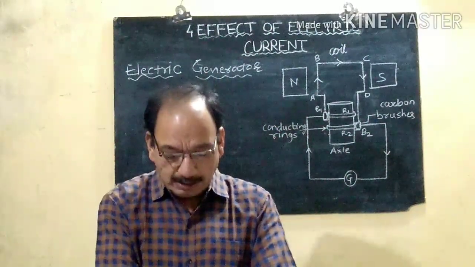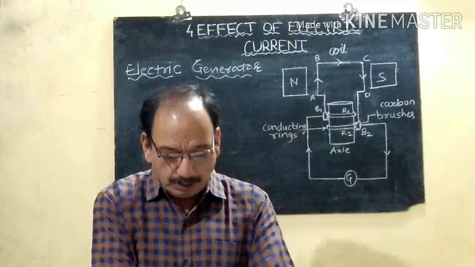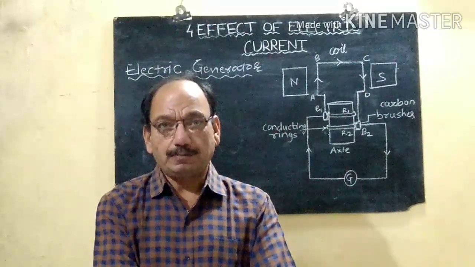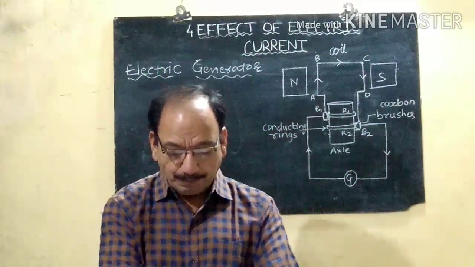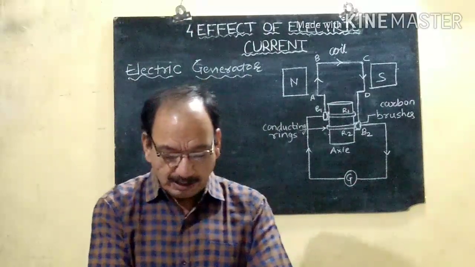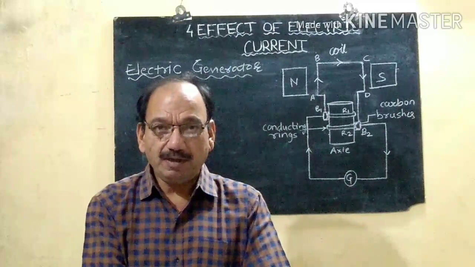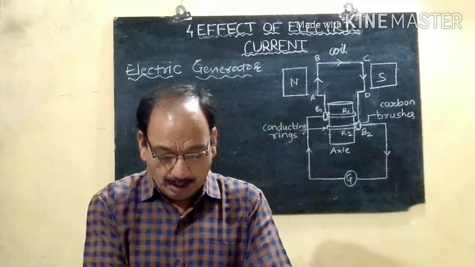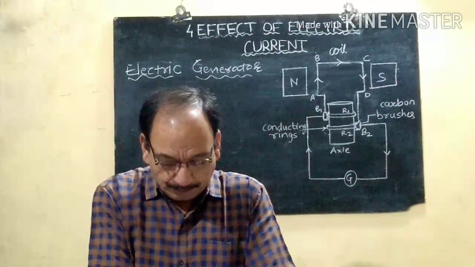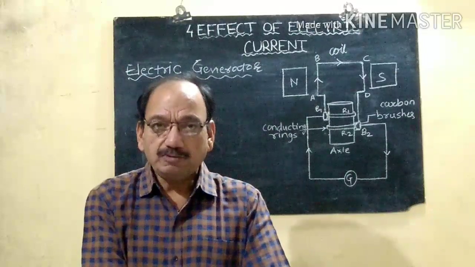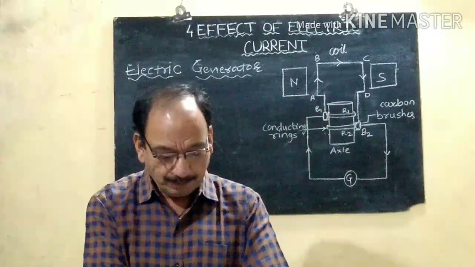But the same principle is used to produce a large amount of current, and here mechanical energy is used to rotate the current carrying coil in a magnetic field around an axle. This causes the production of electricity.